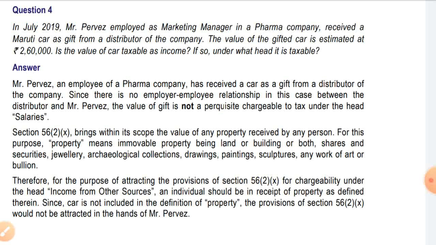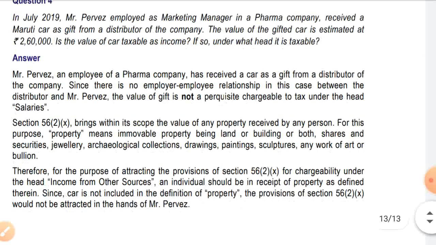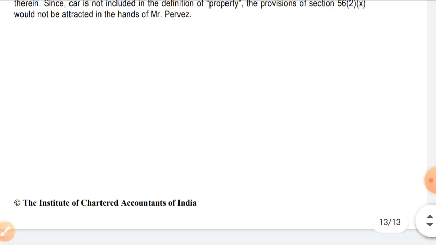Okay. Therefore, for the purpose of attracting the provision of section 56(2)(x) for chargeability under the head income from other sources, an individual should be in receipt of property as defined therein. Since a car is not included in the definition of property, the provision of section 56(2)(x) would not be attracted in the hands of Mr. Parvesh. Okay, that's it.